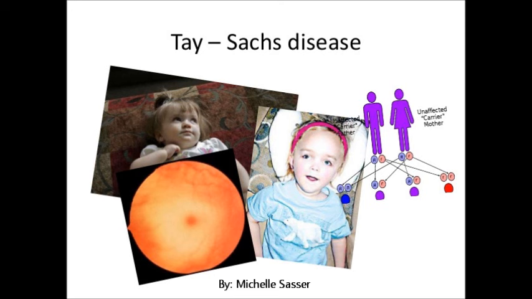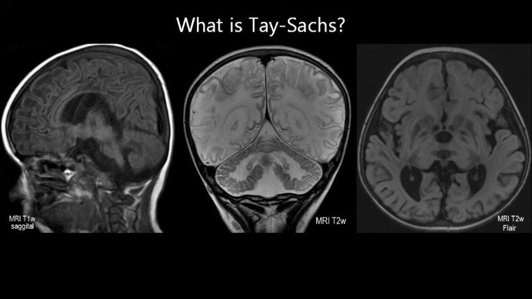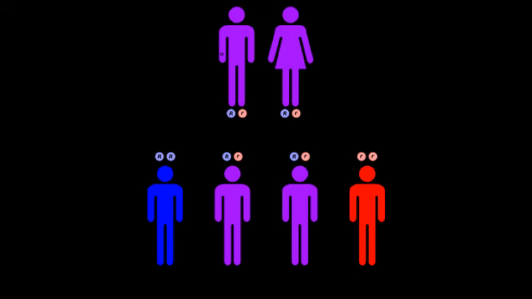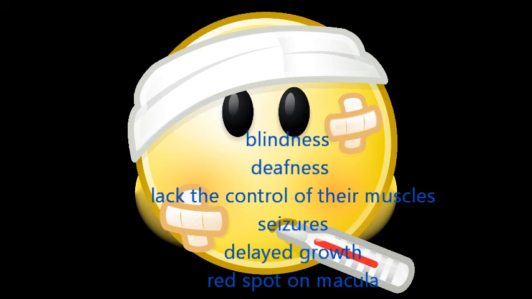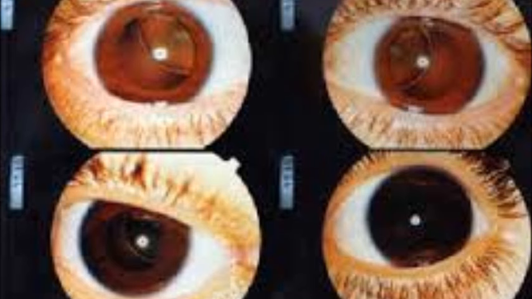So, what exactly is Tay-Sachs disease? Tay-Sachs is a very rare, fatal genetic neurodegenerative disorder. It is most commonly found in people with Eastern and Central European Jewish heritage. People who suffer from Tay-Sachs disease usually are blind or deaf, lack control of their muscles, have seizures, their growth is delayed, and they usually present a red spot on the macula of the eye.